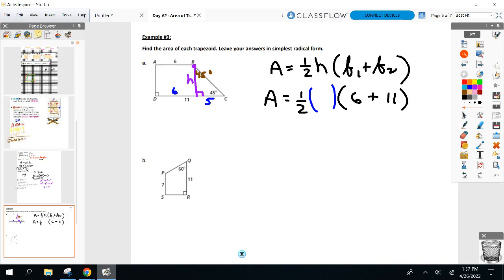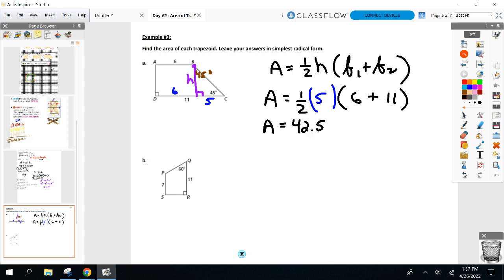5. They're both across from the 45s, meaning the legs are congruent. Nice work. No simplest radical form needed here, according to the directions. 42.5.